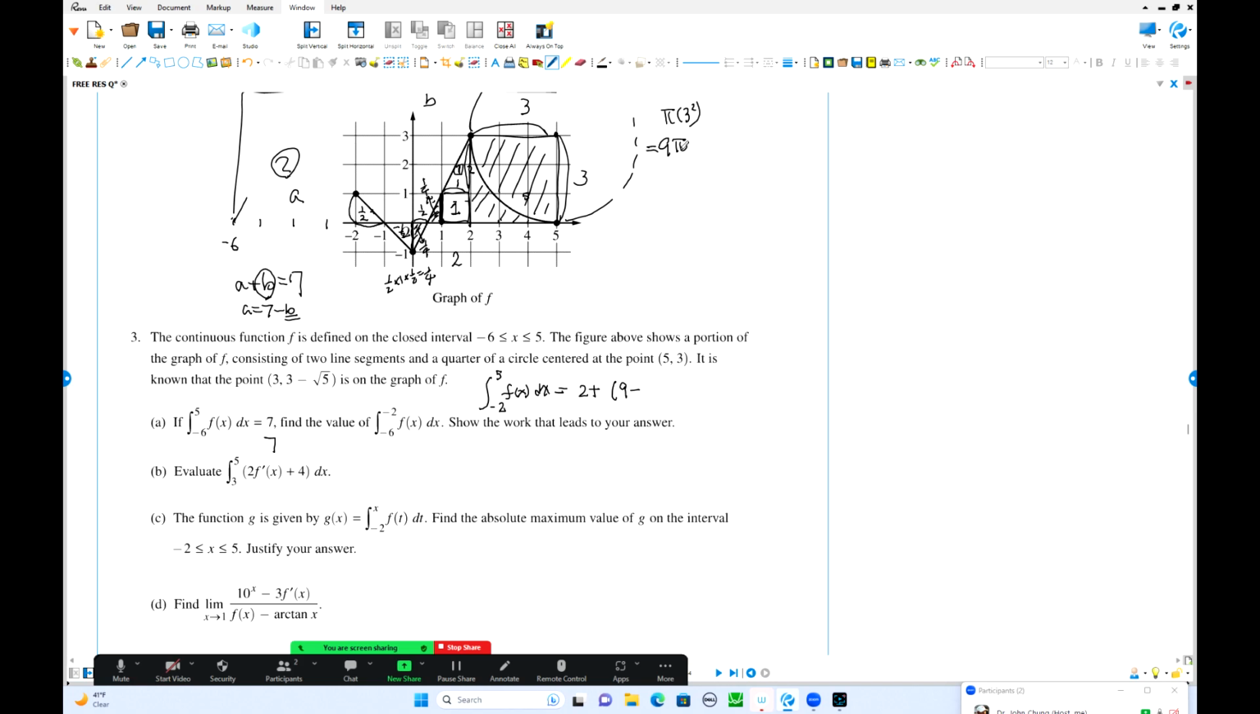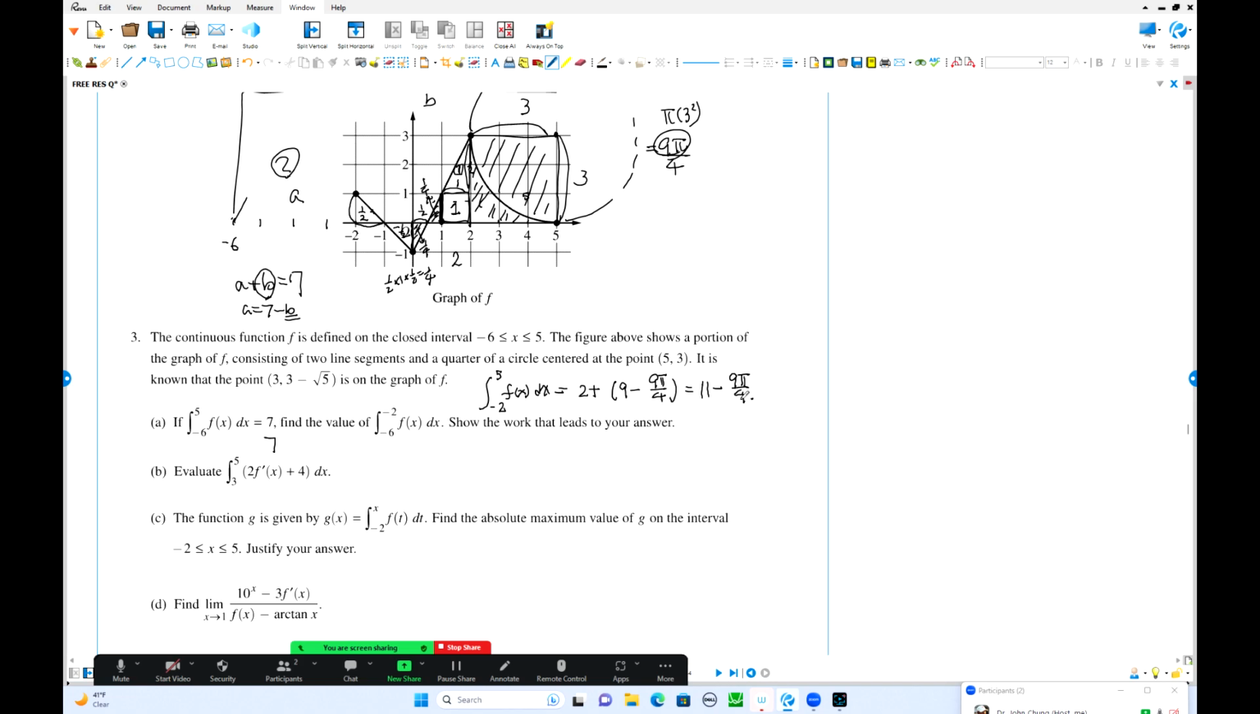But this 9 pi we can divide by 4, 9 pi over 4, right? When you take 9 pi over 4 from 9, this is the area of these sections. That is the total, okay? So 2 plus 9 is 11, and minus still we have 9 pi over 4.